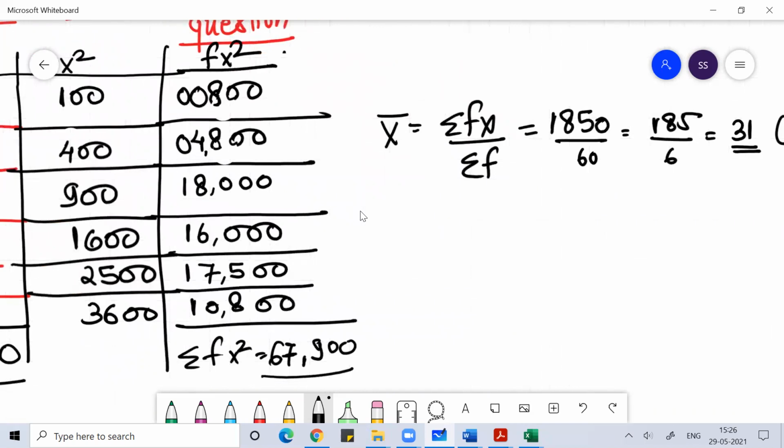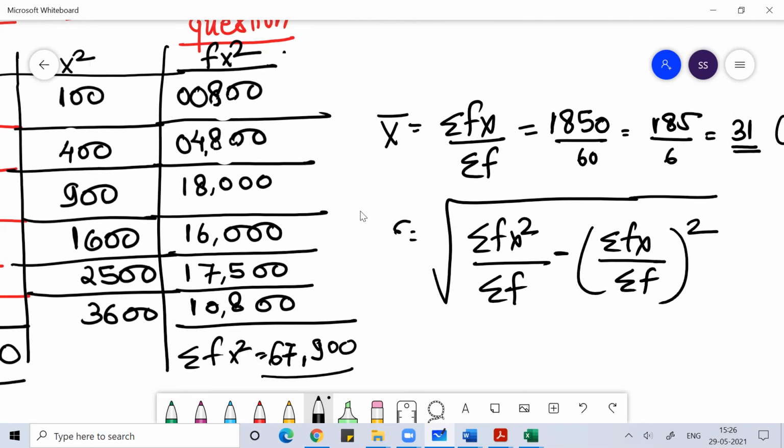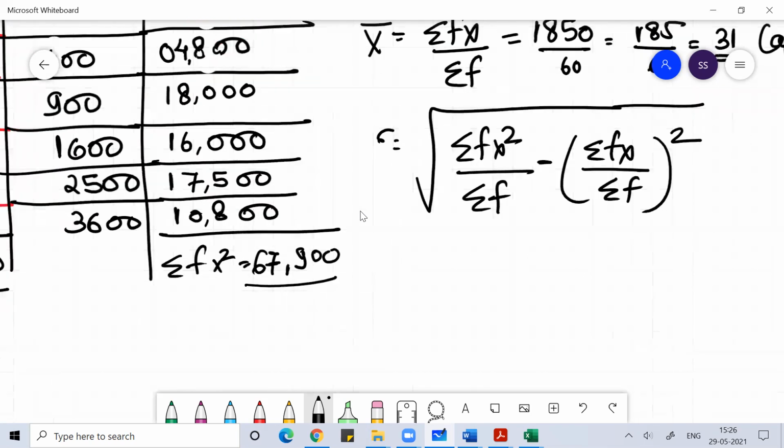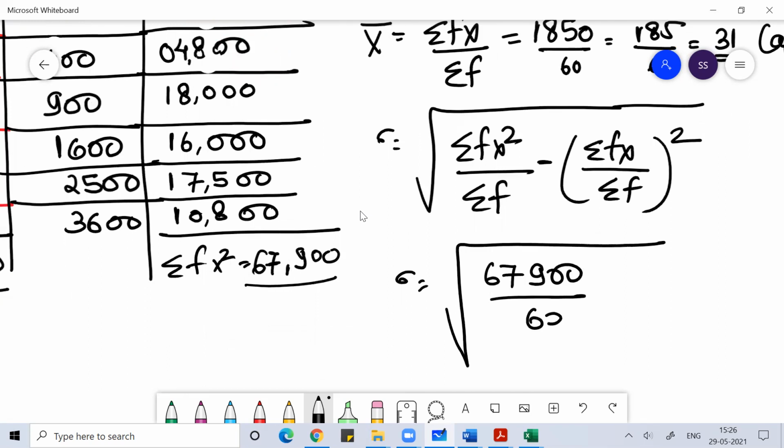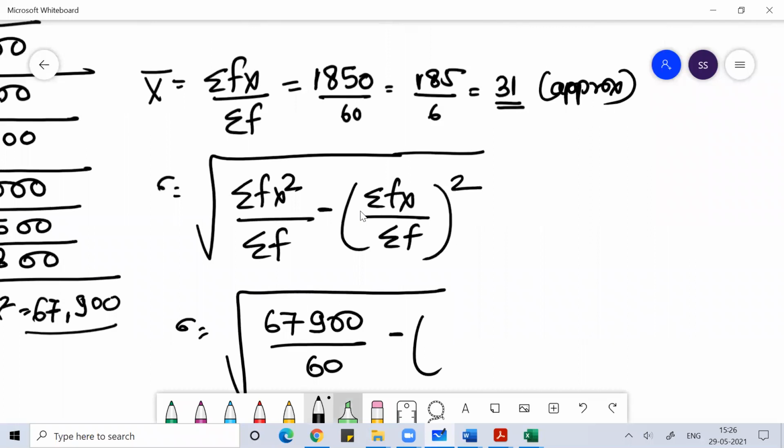Then standard deviation is the square root of summation of fx square by summation of f, minus summation of fx by summation of f, whole square. If you do this calculation, the summation of fx square is 67,900 divided by summation of f, which is 60, minus summation of fx by summation of f. You already did that, no? You can see here, you got approximately 31.